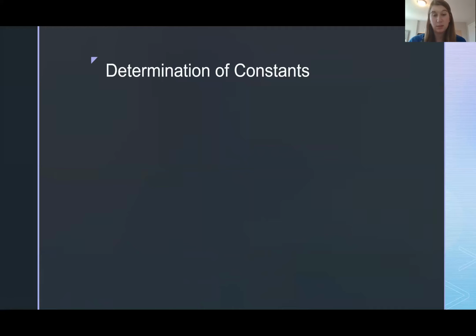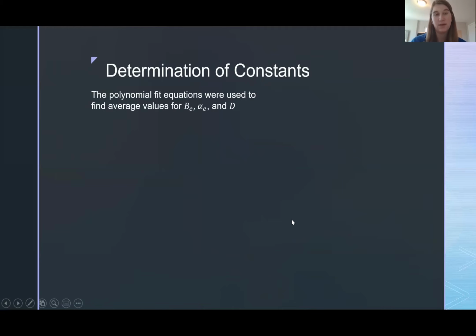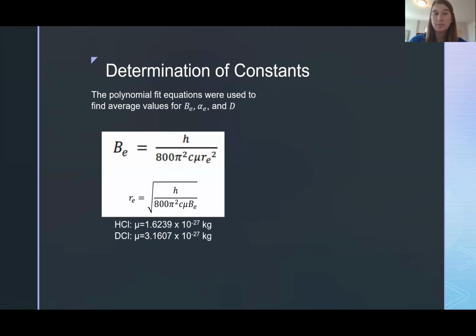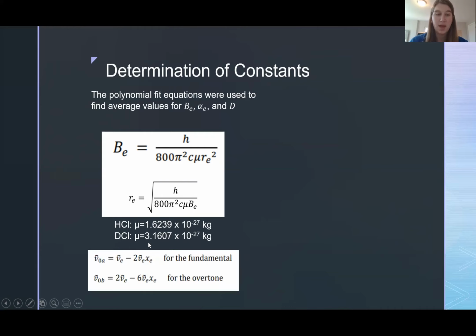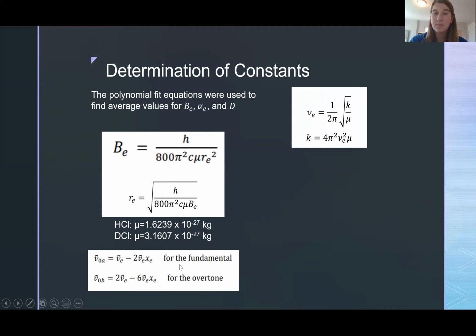Then the constants needed to be determined. So as I said, the polynomial fit equations were used to find average values for BE, alpha E, and D. This equation was rearranged to find RE by using the reduced masses for HCl and DCl. The intercept values from the different graphs were used to find the fundamental. From the fundamental and overtone graphs were used to find VE and VEXE.